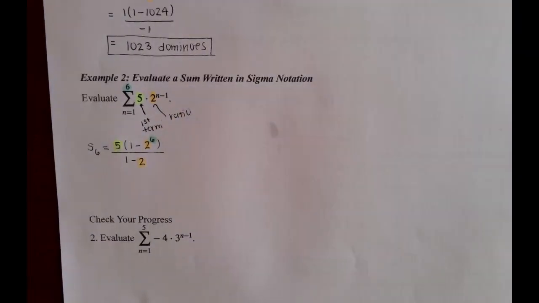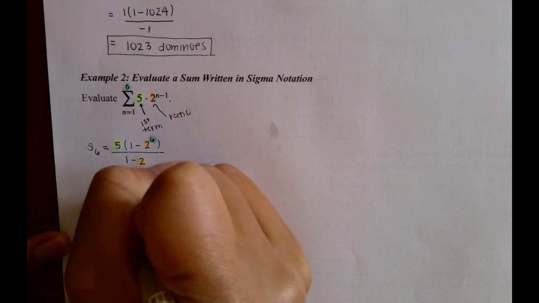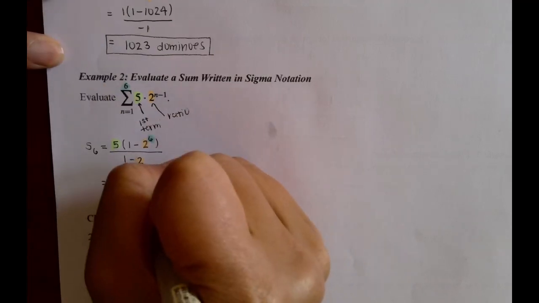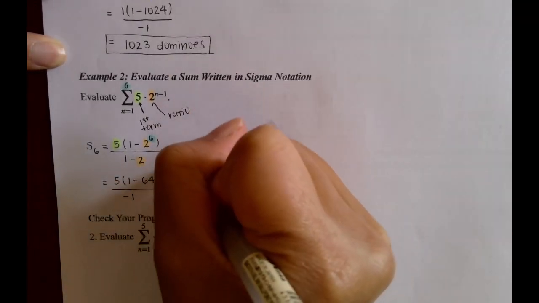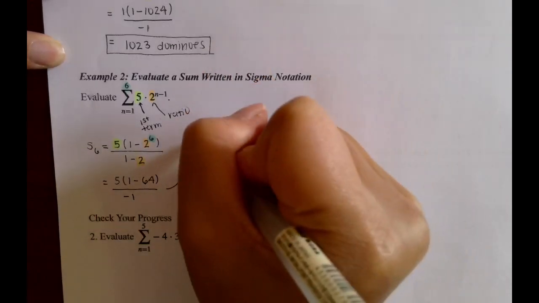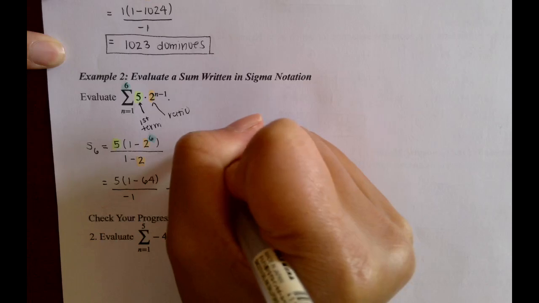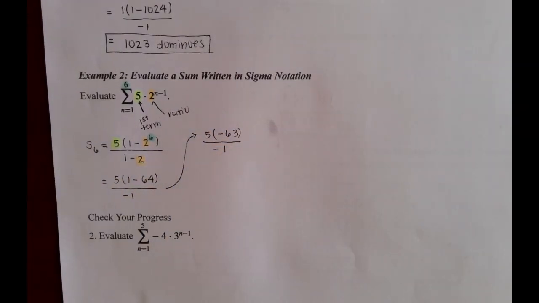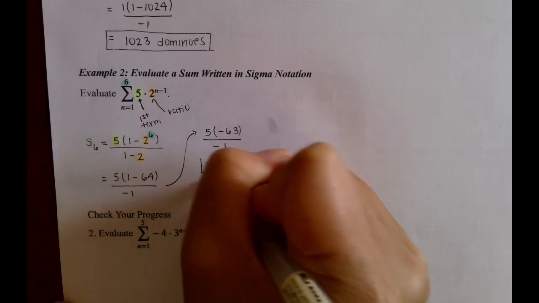Okay. So now let's simplify. 2 to the 6th is 64. This becomes negative 1. Running out of space here. 1 minus 64 is negative 63 over negative 1. So really, the negatives cancel, and then it's just 5 times 63, which gives me 315. So there you go. That's my sum.